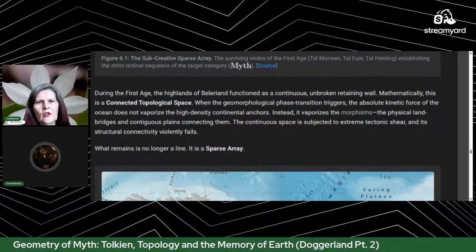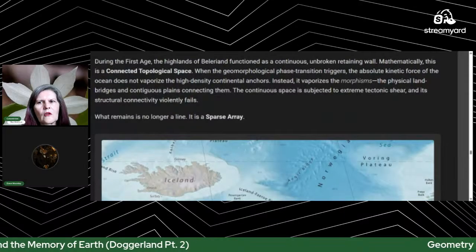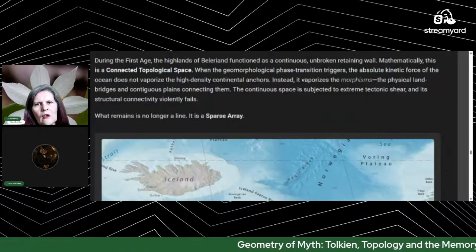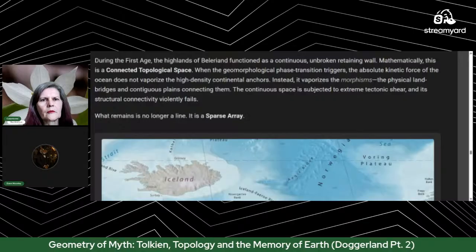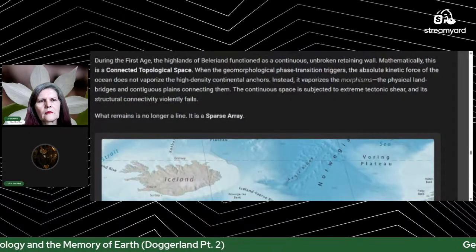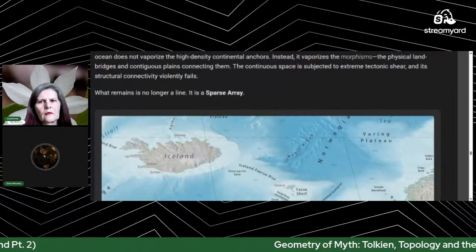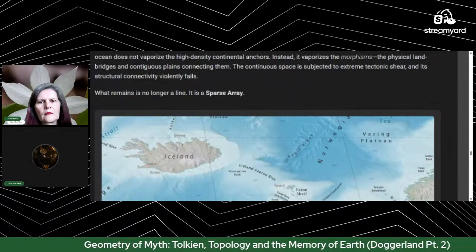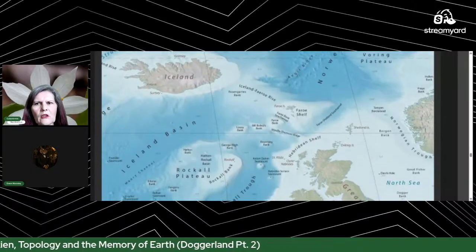During the first stage, the highlands of Beleriand function as a continuous, unbroken retaining wall. Mathematically, this is a connected topological space. When a geomorphological phase transition triggers, the absolute kinetic force of the ocean does not vaporize the high-density continental anchors. Instead, it vaporizes the morphisms, the physical land bridges and continuous planes connecting them. The continuous space is subjected to extreme tectonic shear, and its structural connectivity violently fails. What remains is no longer a line, it's a sparse array, and that's what the islands above are showing you. That's what this was to demonstrate.